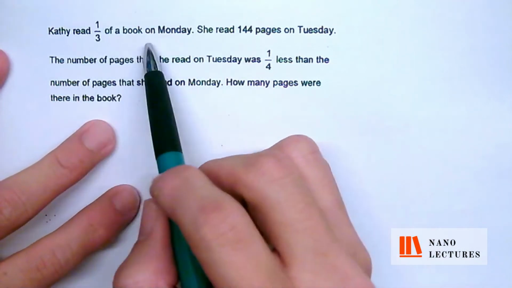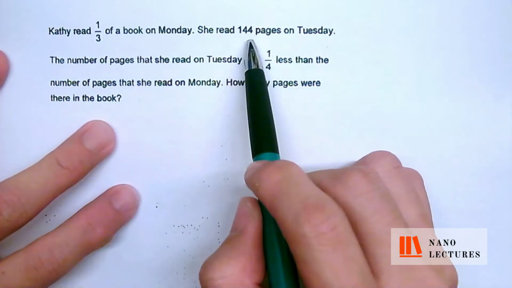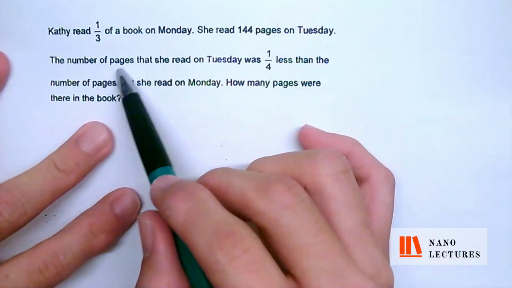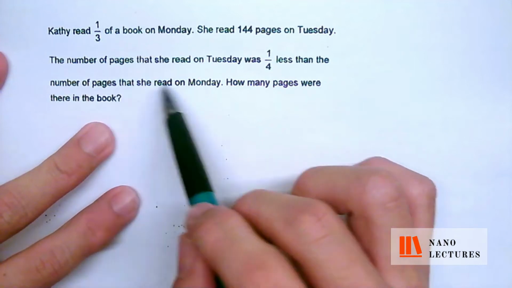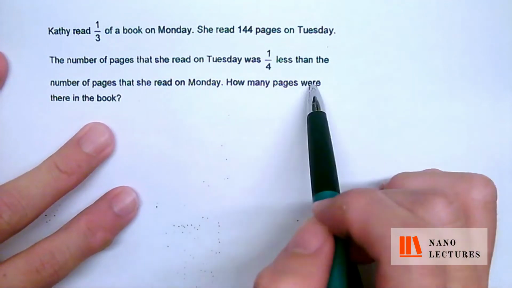Katie read 1/3 of a book on Monday. She read 144 pages on Tuesday. The number of pages that she read on Tuesday was 1/4 less than the number of pages that she read on Monday. How many pages were there in the book?